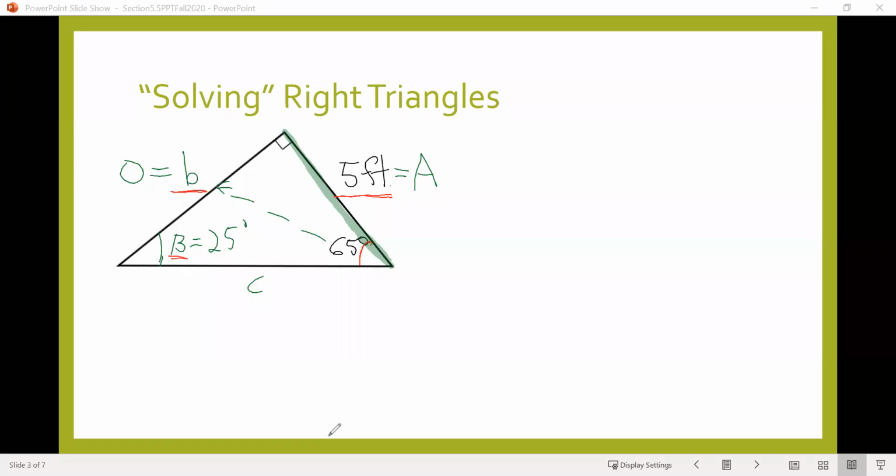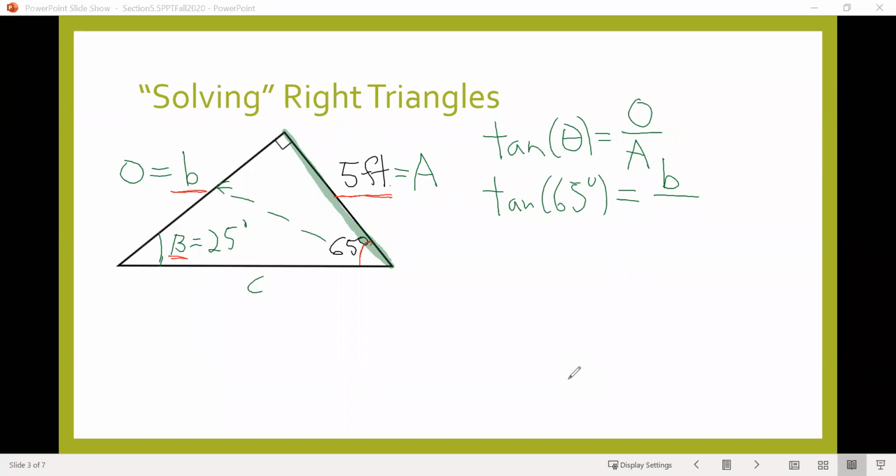So we're dealing with the opposite side and the adjacent side here, which, if we recall from the previous slide, tells us we're dealing with tangent, because we know the tangent of an angle is equal to the ratio of the opposite side over the adjacent. We can now plug in the information we have. The measure of the angle is 65 degrees. The opposite side is that length b that we don't know. The adjacent side has a length of 5, which we do know.